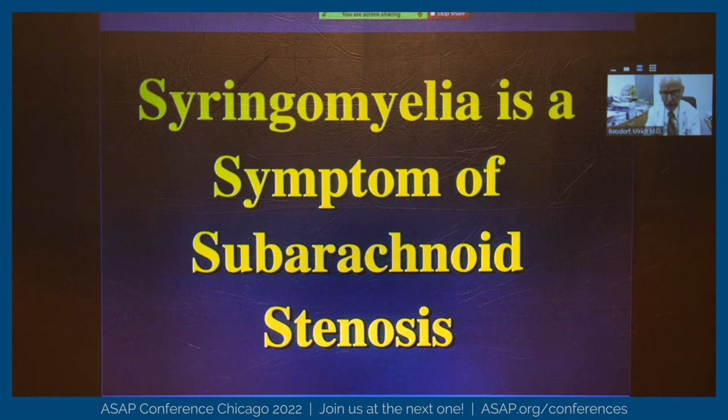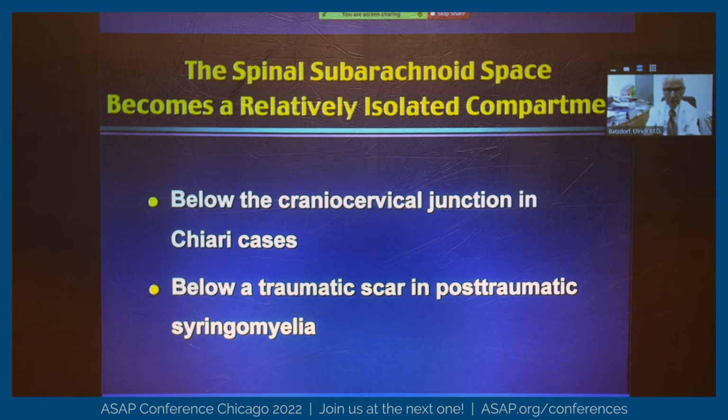So in that sense, syringomyelia can be regarded as a symptom of subarachnoid stenosis. And we think of the spinal fluid then becoming a relatively isolated compartment. It's in the craniocervical junction in Chiari cases, and it's below the traumatic scar in post-traumatic syringomyelia as an example.